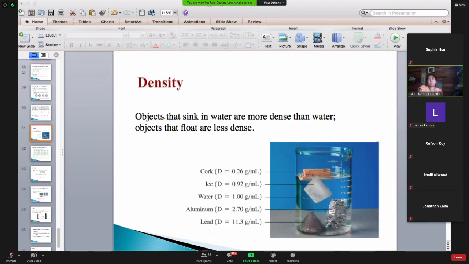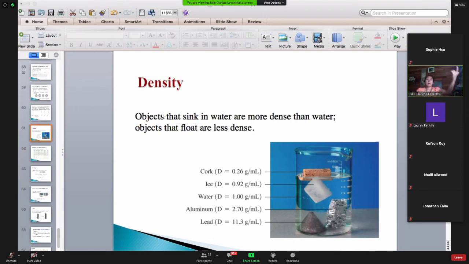So cork is 0.26 grams per ml. Ice is 0.92 grams per ml. Water is 1 gram per ml. Aluminum is 2.7 grams per ml. Lead is 11.3 grams per ml. So density you can measure. If you have a scale, then you can put it on a balance. And if it's a regularly shaped object, so if it's a cube, length times width times height.